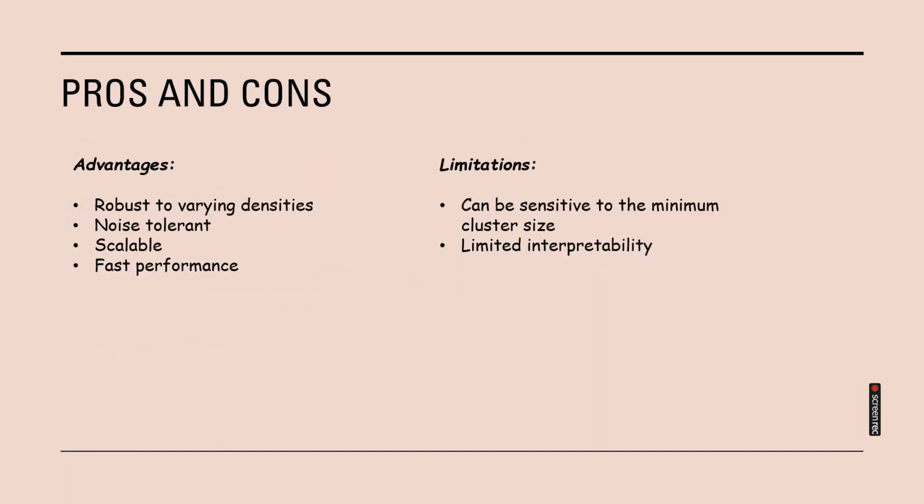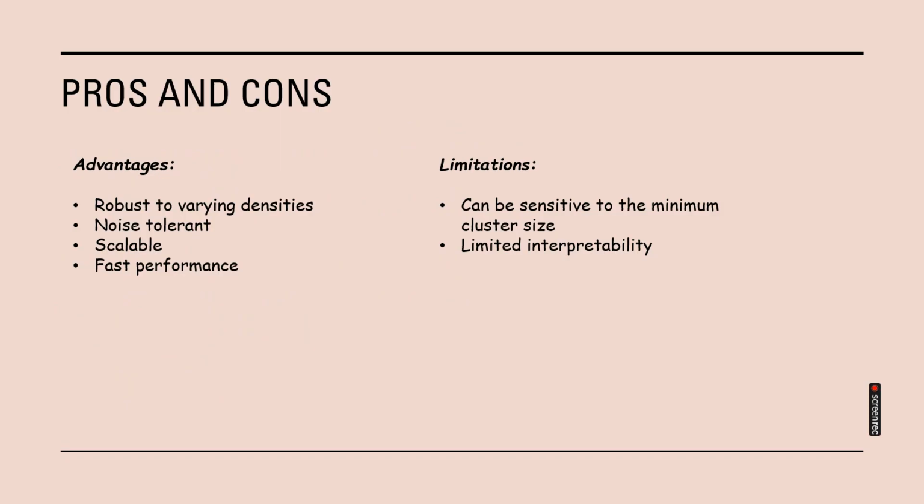The advantages and limitations of HDBSCAN: it is robust to varying density. We already know we are not fixing the density, so it is robust to varying density, and it is noise tolerant. It identifies noise in an effective manner, and it is scalable. It can handle large datasets, and it is fast.